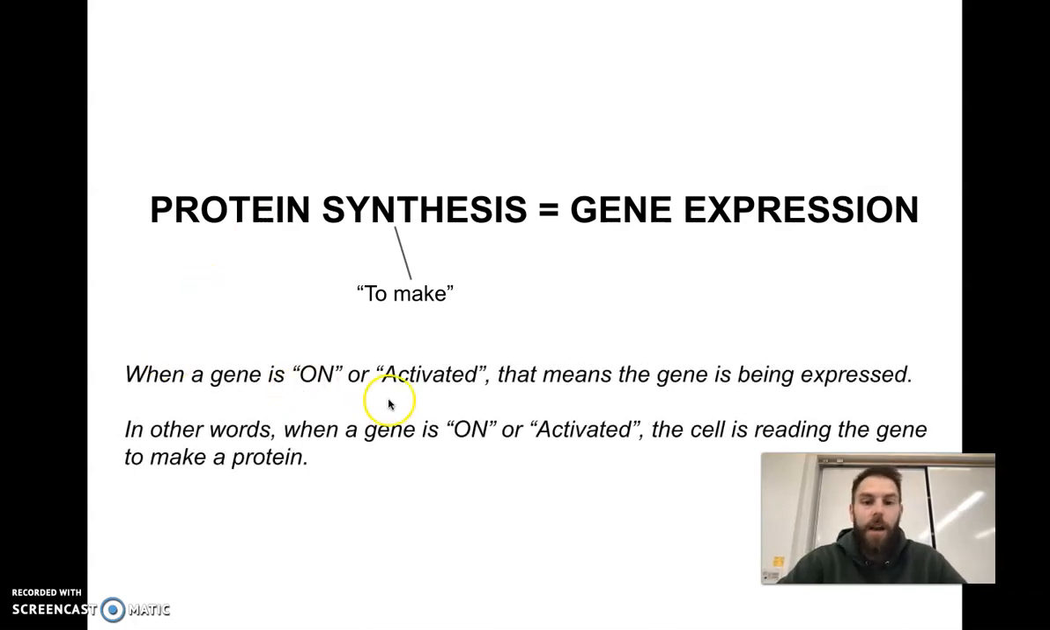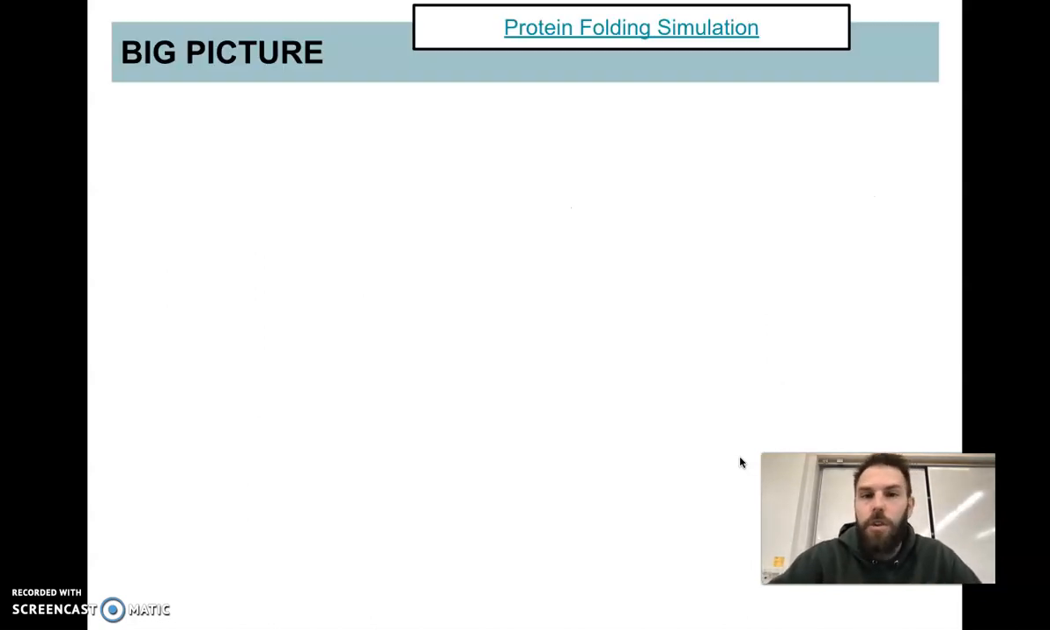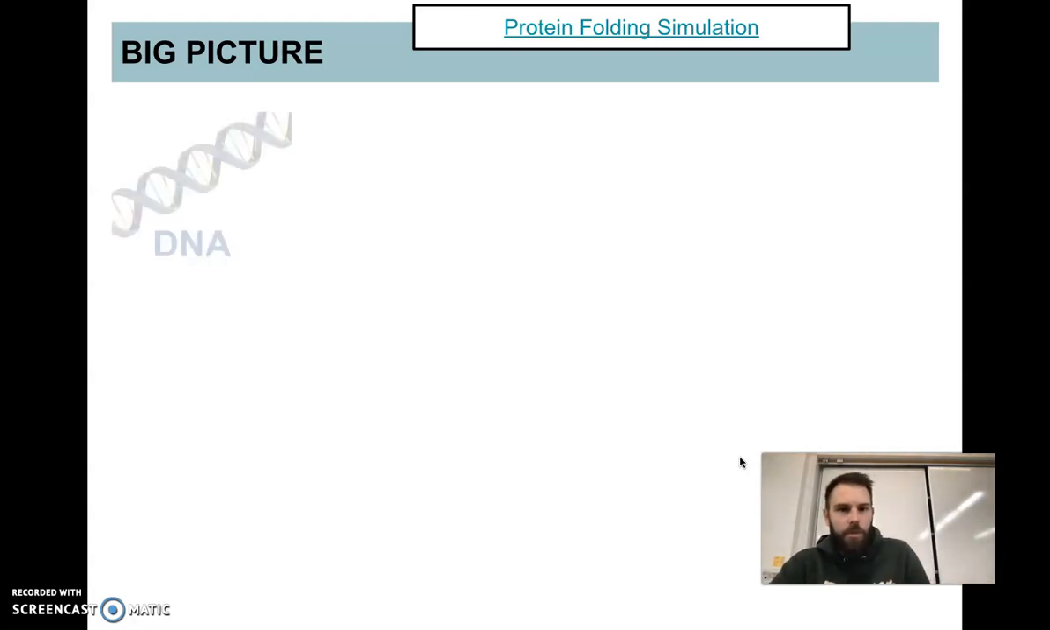So again, when a gene is on or activated, that means the gene is being expressed. Or in other words, when the gene is on or activated, when we draw it green in our gene expression model, the cell is reading that gene to make a protein. All right, so our goal here is to talk about how is that protein actually made? How do you go from DNA to a protein?